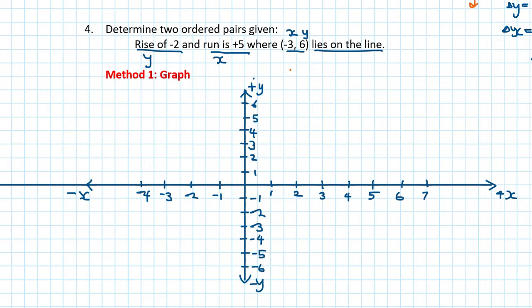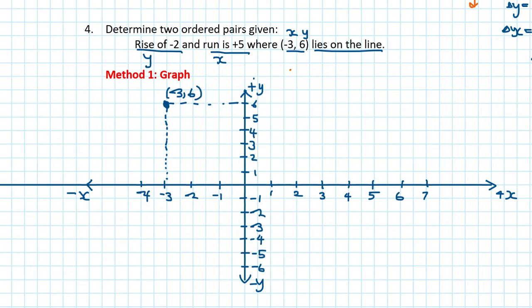Looking at this, we need to locate the point (-3, 6) on this graph. Our x value is -3, which is right here, and we go all the way up to the horizontal line that is touching the y, +6. So this is +6, and then we have located our point, which is (-3, 6).